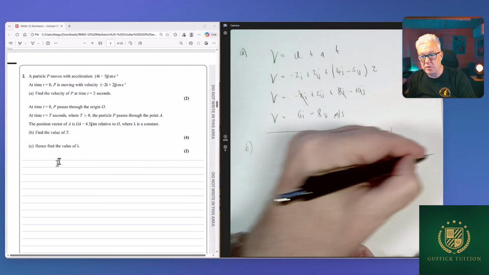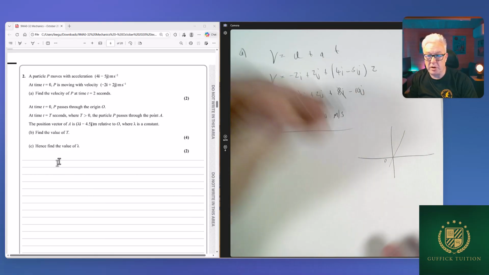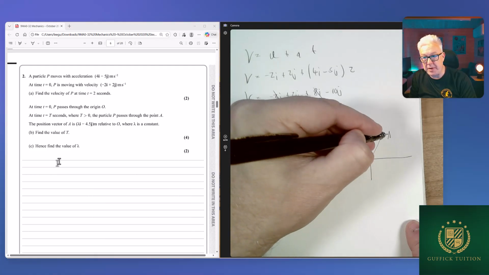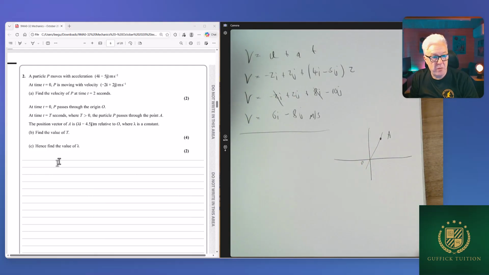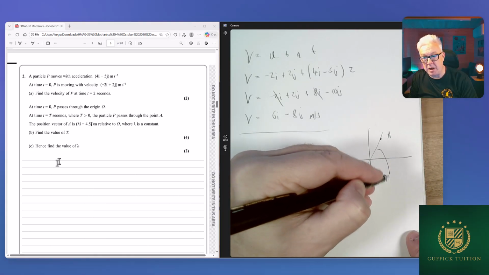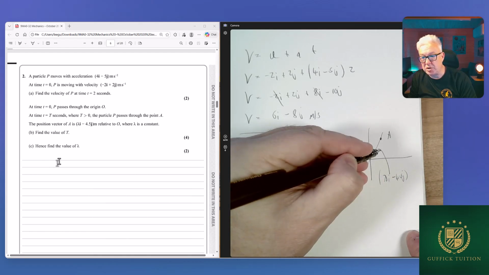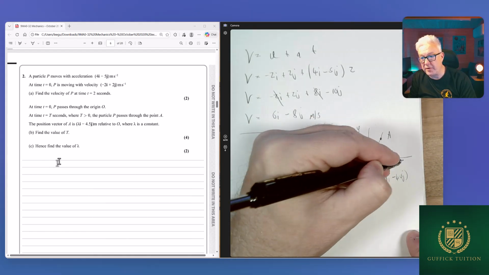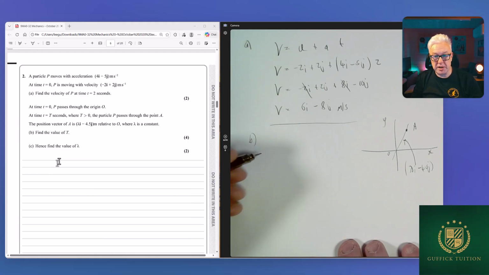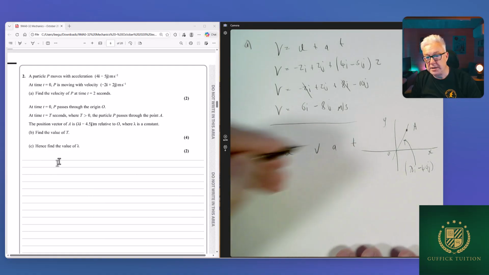So we've basically got a situation where the particle at time t equals 0 passes through the origin, but at some point where t is equal to t, it passes through the point A. And we're given the position vector of A as being lambda i minus 4.5j. So that's just a sketch, visualizing the situation that we've got going on. Okay, so let's think about what we're going to do here. Again, it's still constant acceleration, so we're still in SUVAT territory. So let's see what we've got.